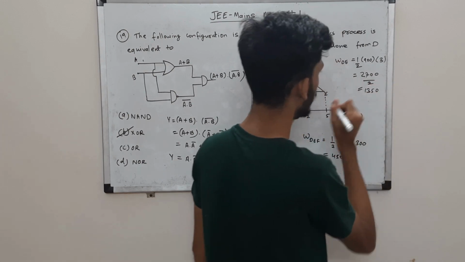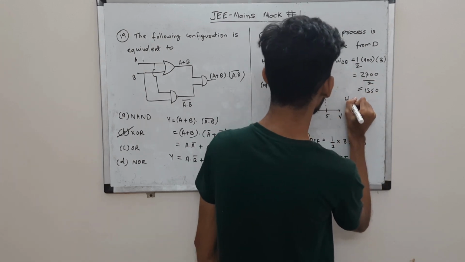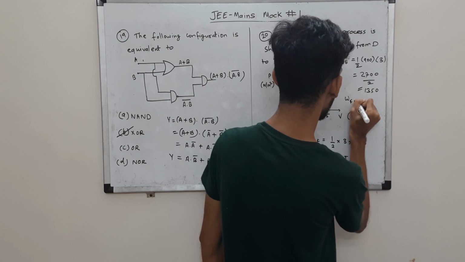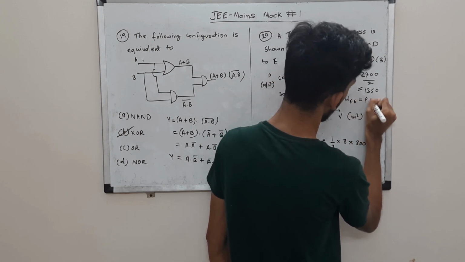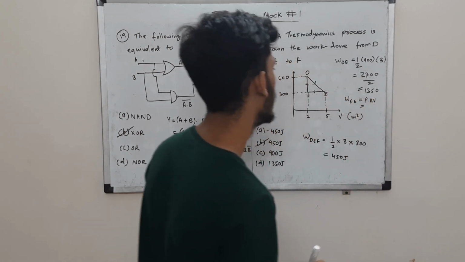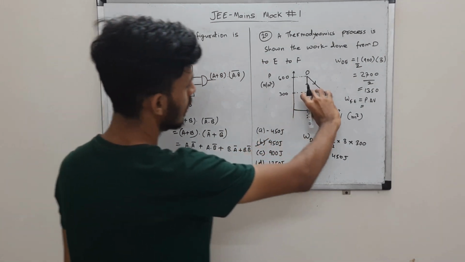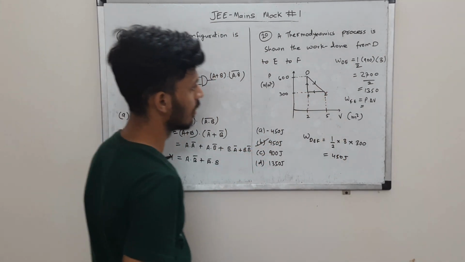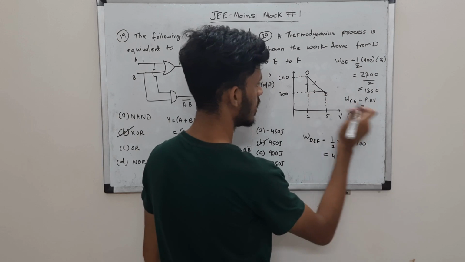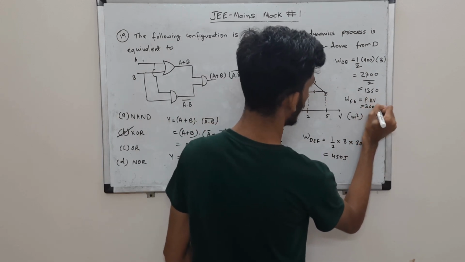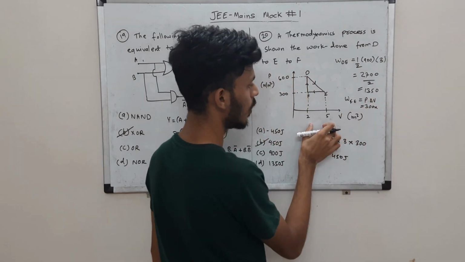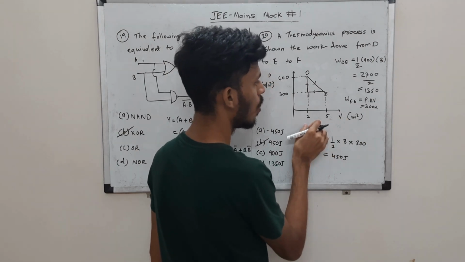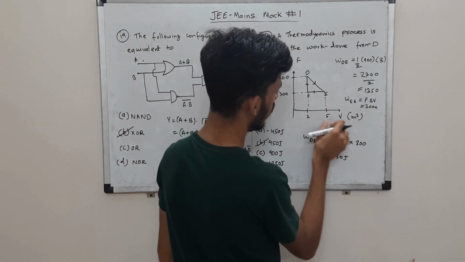So that is the work done from D to E. Then work done from F to E will be nothing but P into delta V, right? You can simplify it that way, or it's the area of this rectangle. If you see, pressure is constant, so that's why I'm using this 300 into delta V. Change in volume, 5 minus 2, no, it will be 2 minus 5.